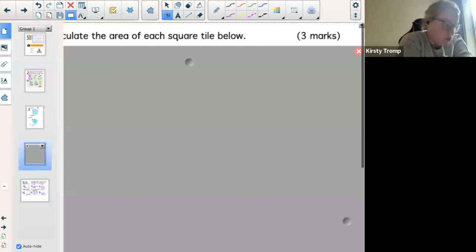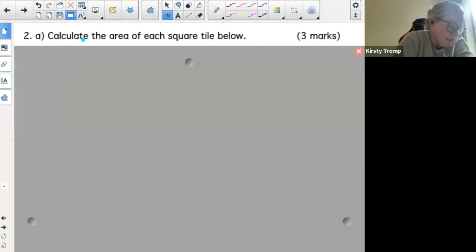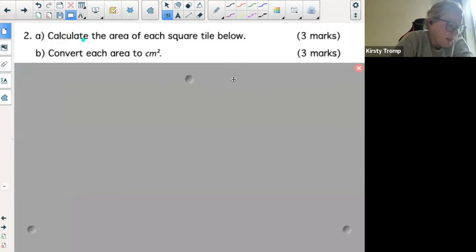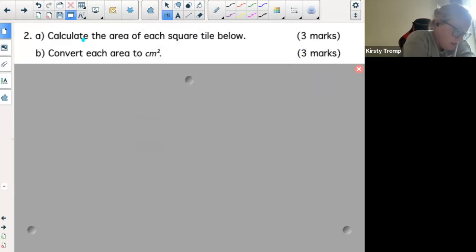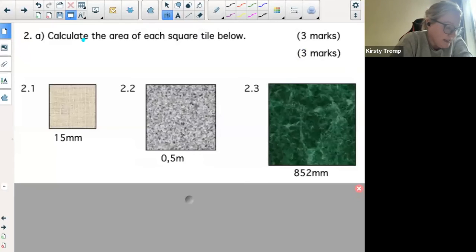And we are on our last worksheet for tonight. It says, calculate the area of each square tile below. Okay, so first I want you to go calculate the area. I don't want you to look at what it says next. All right, so first you're going to calculate the area of each square tile below. Okay, I'm giving you 2 minutes to go do that for me. They are all squares. All right, calculate the area of those squares for me, guys.